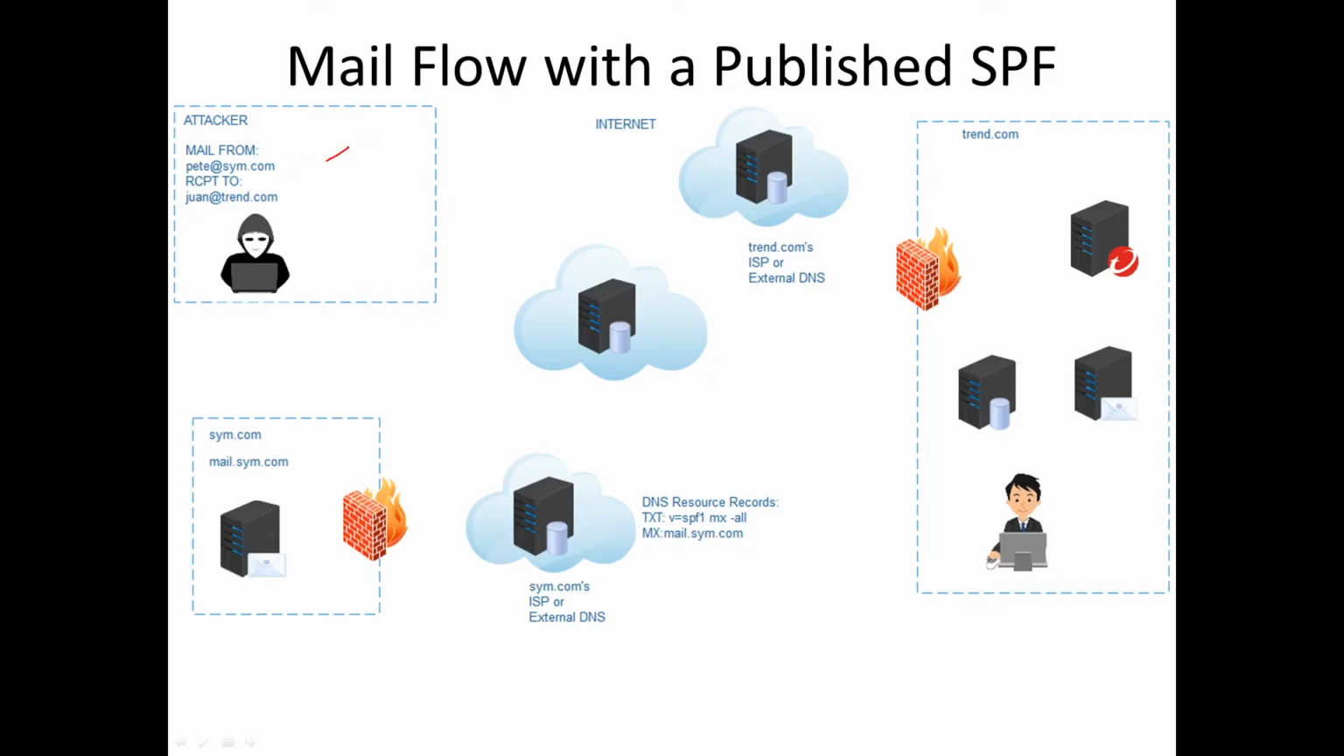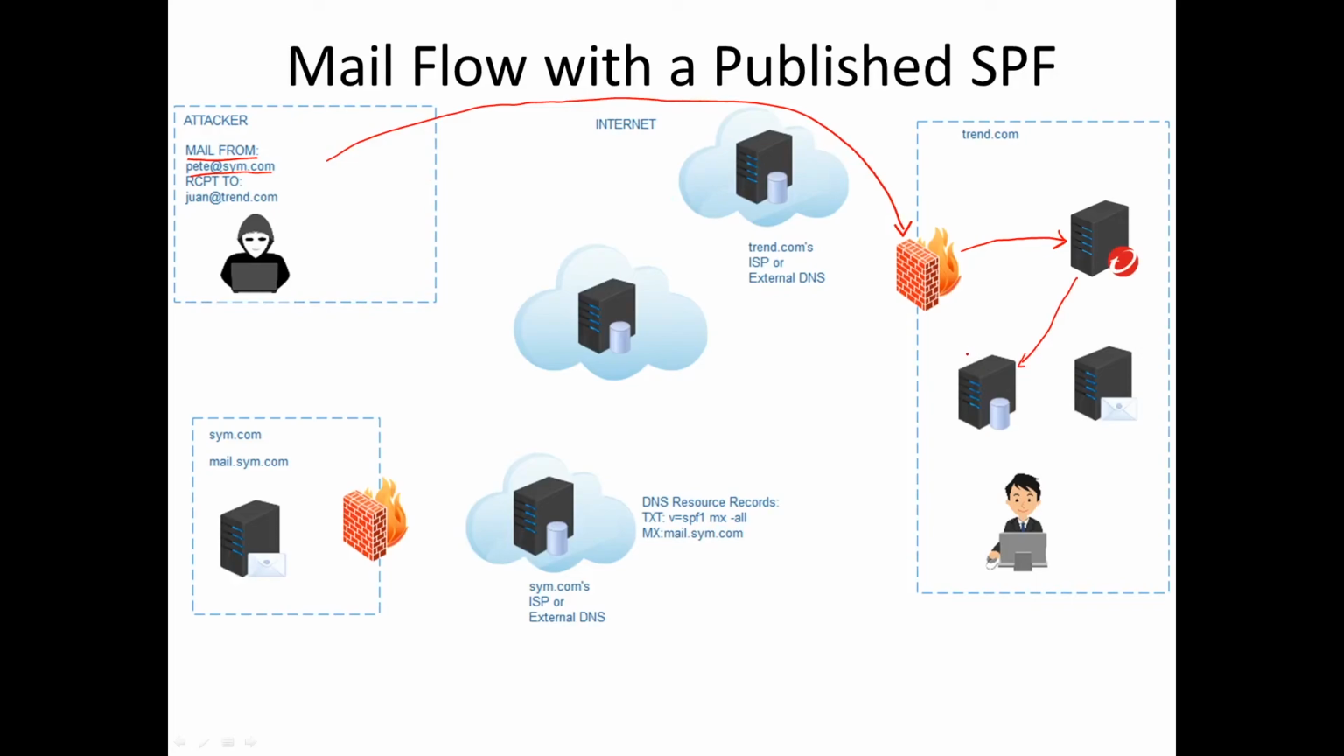The attacker will establish a connection to Trend.com via the firewall, then to the email gateway. Then once that TCP connection has been established, the SMTP hello greetings will start, and then the MAIL FROM command for pete@sim.com. And the same thing, the email gateway won't respond to that command immediately, so it will first query its DNS server for the SPF record of sim.com.